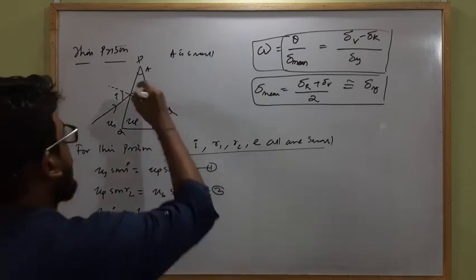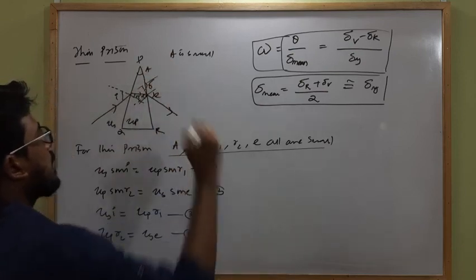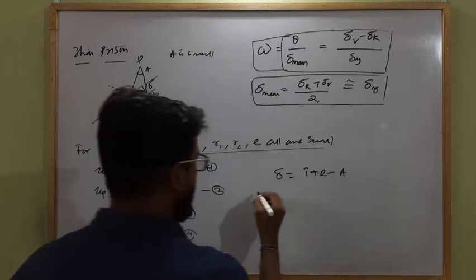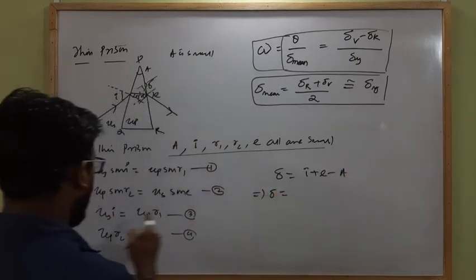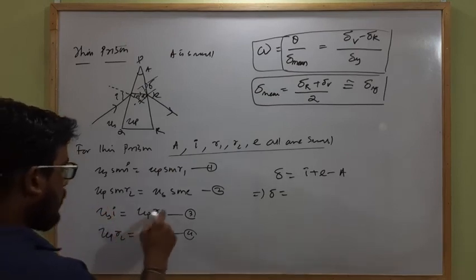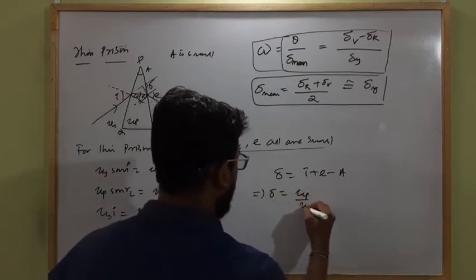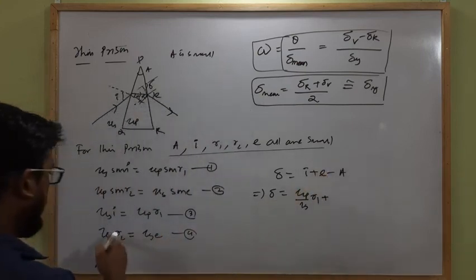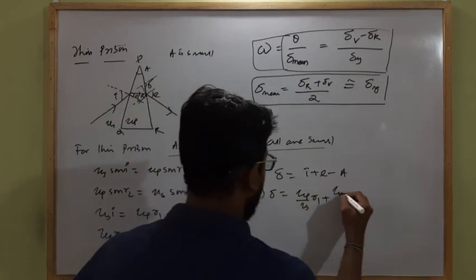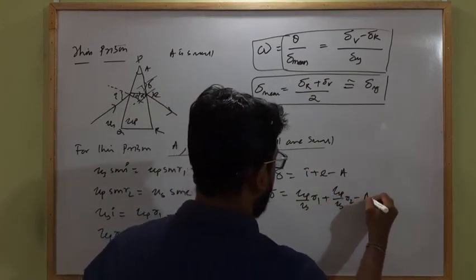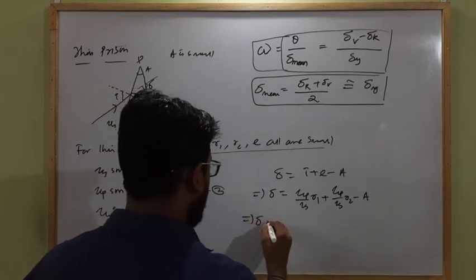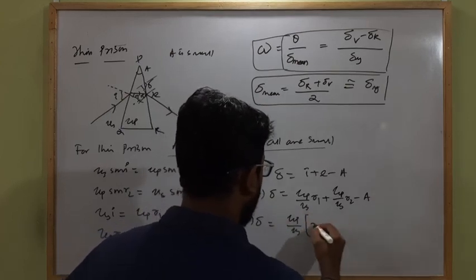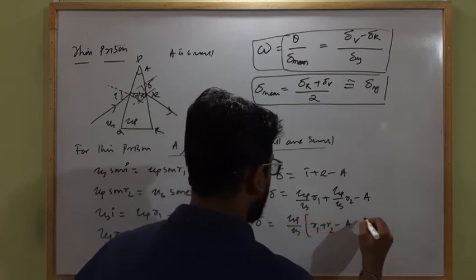Clear? So what is the value of deviation? If this is the angle delta, we know delta equal to I plus E minus A. So this implies you can write delta equal to, in place of I, I can write mu P by mu S into R1, plus in place of E I can write mu P by mu S into R2, minus A. So this implies delta is equal to mu P by mu S into R1 plus R2 minus A.